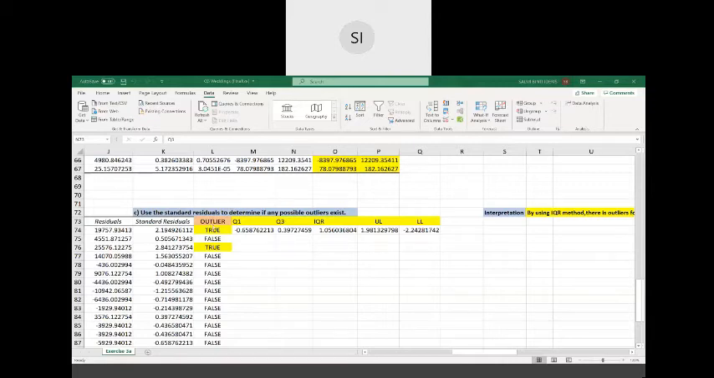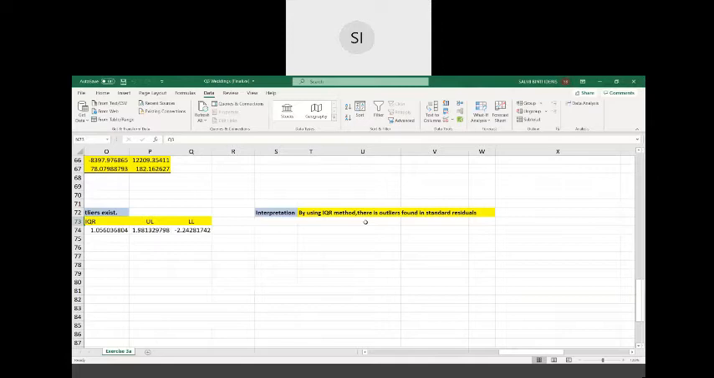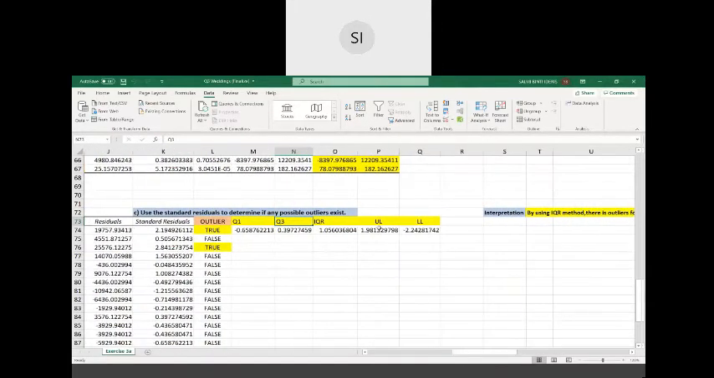Okay, so untuk cari outlier, kita akan gunakan logical function OR. Okay, so kita dapat detect lah mana outlier dekat sini. So kita dapat jadi impression kita by using IQR method, there is outlier found in standard residual. Alright, how about UL and LL? Ini adalah upper limit and lower limit. Dekat sini pun kita boleh detect, kita boleh cari menggunakan formula.